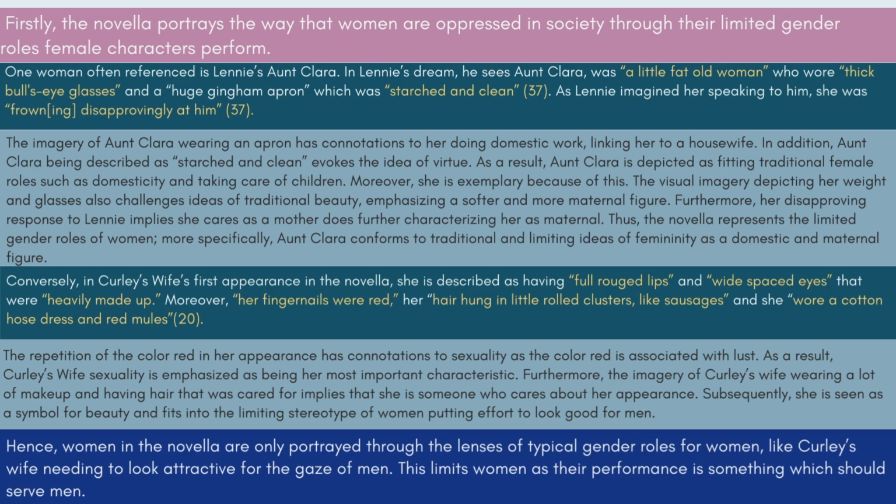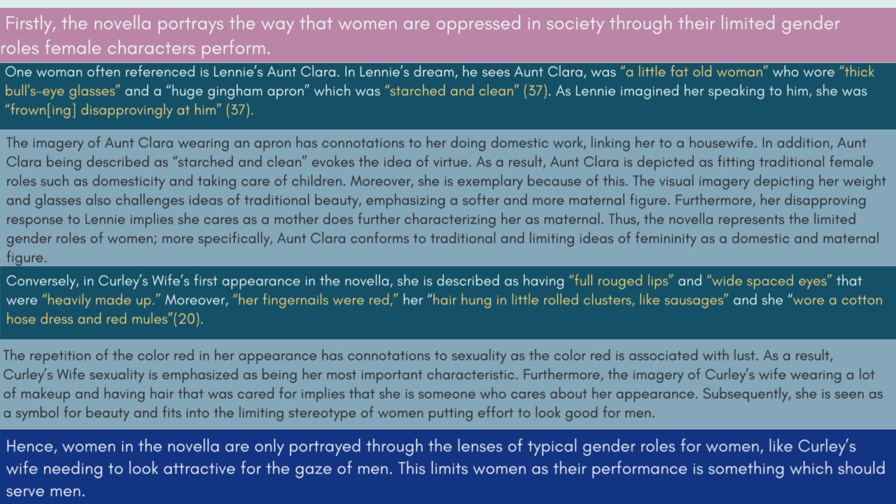Now, there you have your explanation, your choices. You have imagery, the depiction of her doing domestic work, the visuals of her in an apron, of her caring, and you see how you talk about how the author's choices have built to this portrayal of Aunt Clara that connects to the theme that the topic sentence expressed, that of limited gender roles.